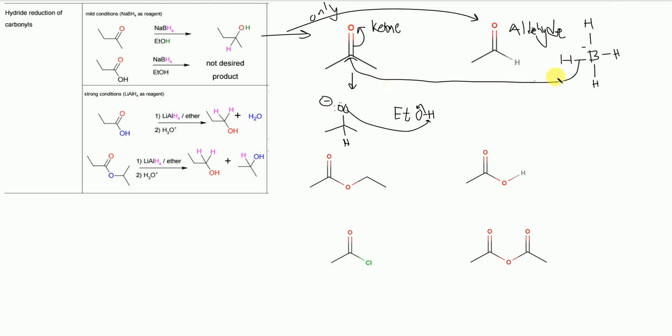Now the only difference between the NaBH4 and LiAlH4 is that the LiAlH4 is much stronger. So LiAlH4 can be used for other things besides aldehydes and ketones, whereas NaBH4 can only be used for aldehydes and ketones.